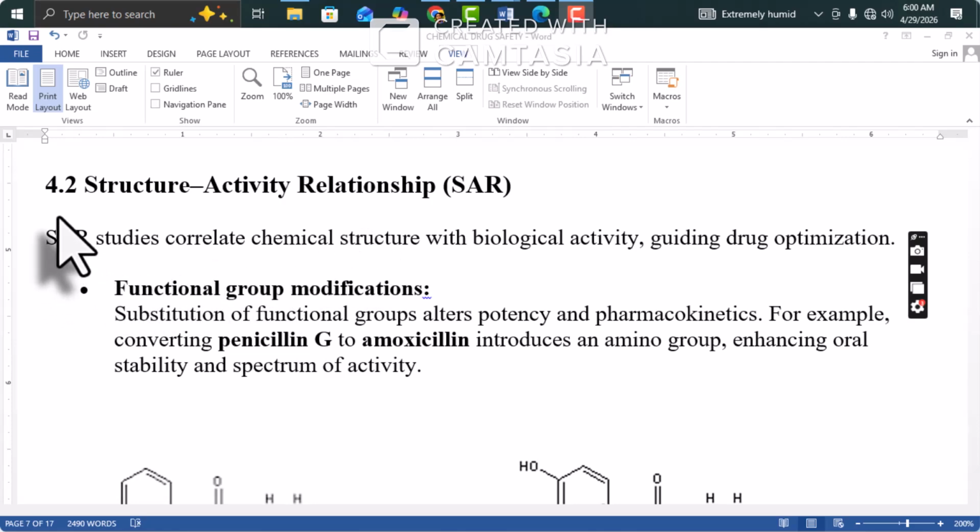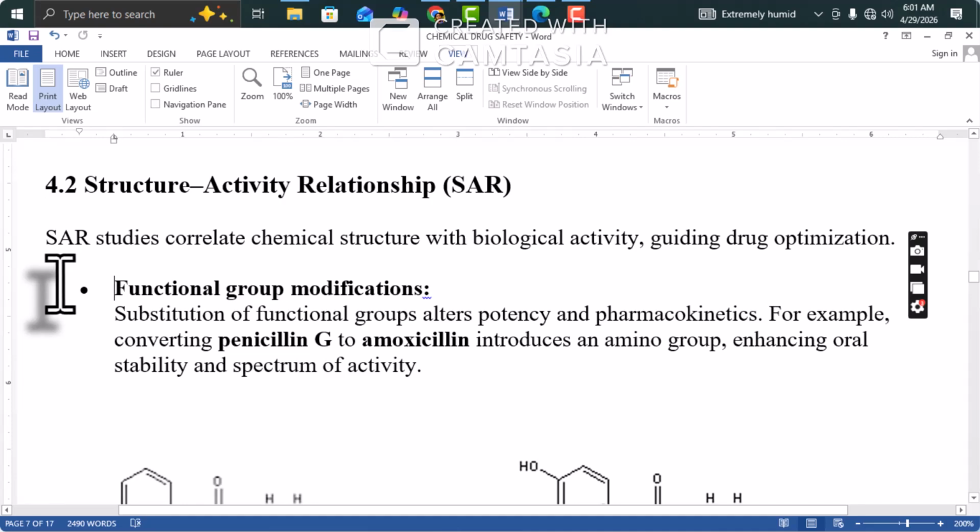Okay, so I'll be continuing with my class on chemical drug safety, and we'll be looking next at what is called structure activity relationship (SAR). Okay, structure activity relationship (SAR). So SAR studies correlate chemical structure with biological activity, guiding drug optimization.